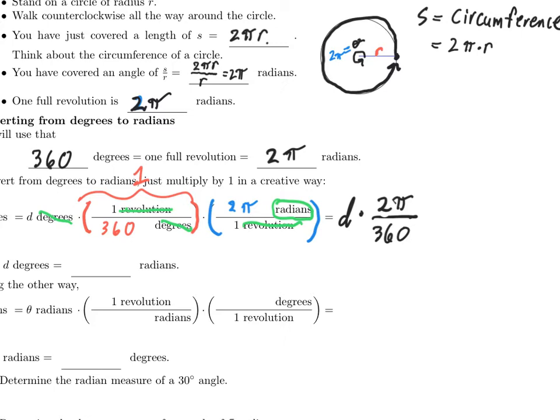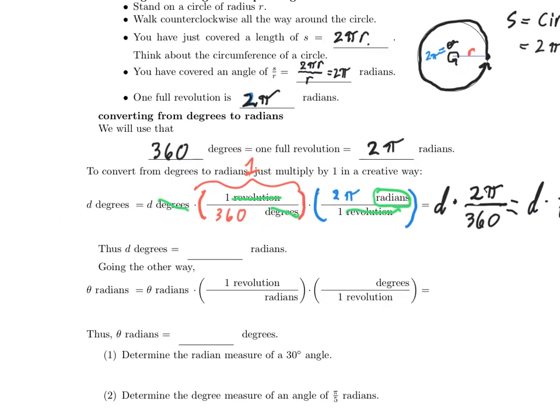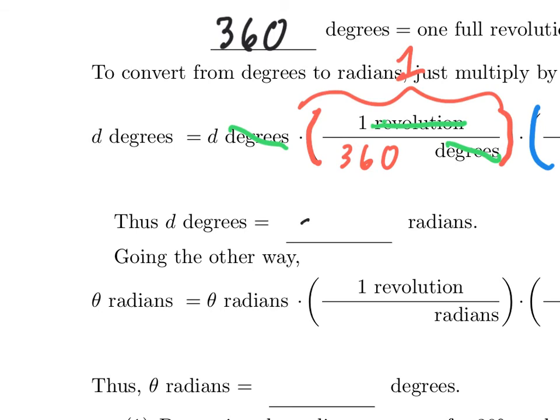And that's correct, but whenever you get a formula, if you want to actually use it, which we will, an awful lot, you have to simplify. I see a 2 in the numerator, and the denominator is even. So I can divide the denominator by 2 and cancel the 2 in the numerator. So d times pi over 180. So d degrees is exactly the same as d multiplied by pi over 180 radians.